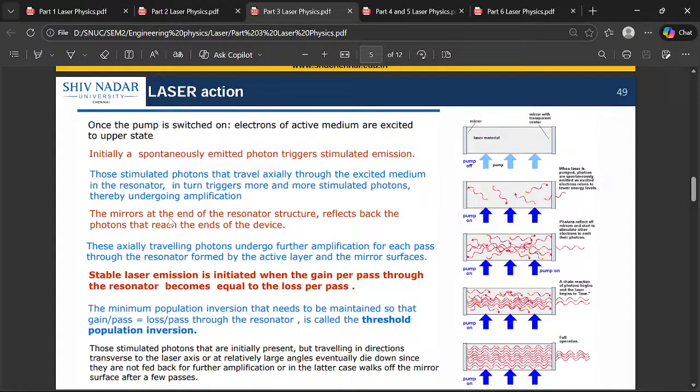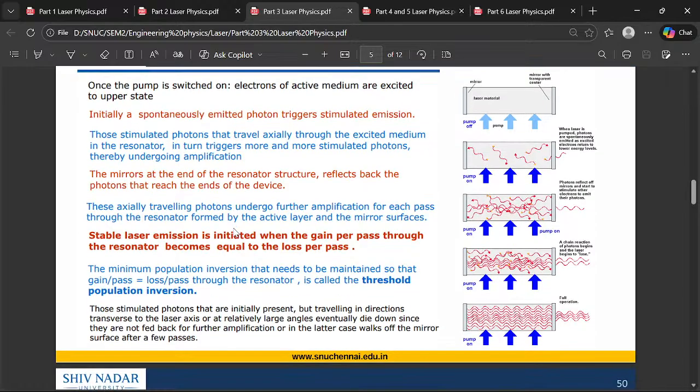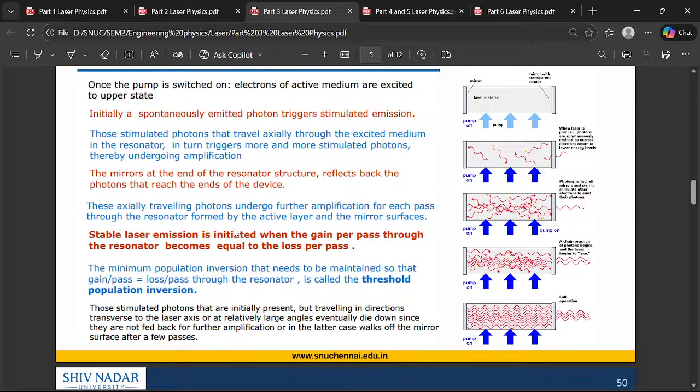The mirrors at both ends just reflect those photons back at the ends of the device. It goes from N1 to N2, back to N1, and it just reflects. With that reflection, the photons generate further stimulated photons from the active medium. Thus, it amplifies the laser.